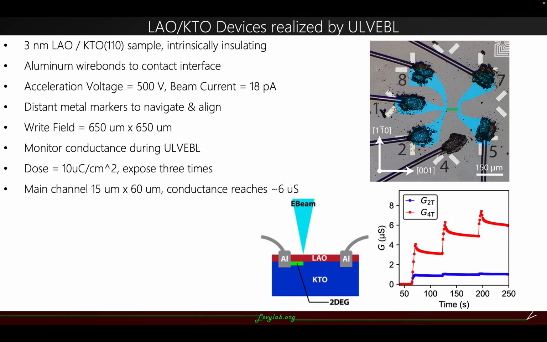We also performed ULV-EBL on the KTO samples. We contact the interface with aluminum wire bonding. The acceleration voltage is set to be 500 volts. During ULV-EBL, we expose the blue area first, and then we expose the green main channel 3 times, each time with 10 microcoulomb per centimeter squared dose. Each exposure results in a conductance jump. The final 4-terminal conductance of this device reaches 6 microsiemens.